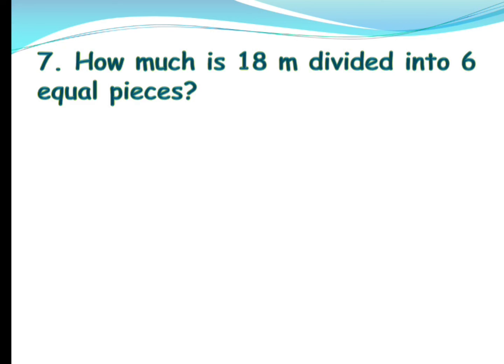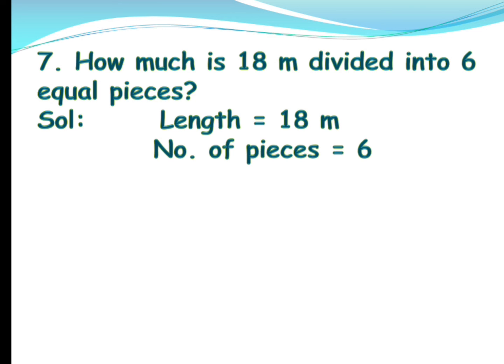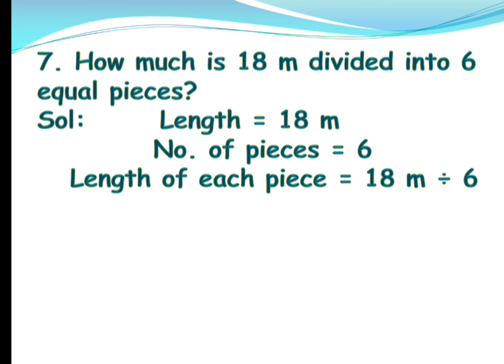Okay children, next, how much is 18 meters divided into 6 equal parts? So here children, divided into 6 equal parts, that means you need to do division here. Okay, so first let's write the statements as it is a story problem. So length is equal to 18 meters and number of equal parts is 6. So how you can get it: length of each piece will be equal to length divided by number of pieces, 18 divided by 6.